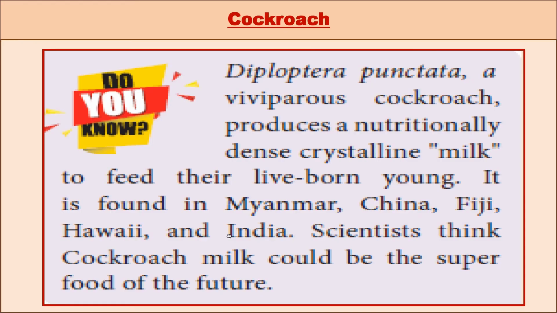Diploptera punctata is a viviparous cockroach. Viviparous means they give birth to their young ones and feed them with milk. They produce a nutritionally dense crystalline fluid which is called milk to feed their live-born young ones. These cockroaches are found in Myanmar, China, Fiji, Hawaii and India.